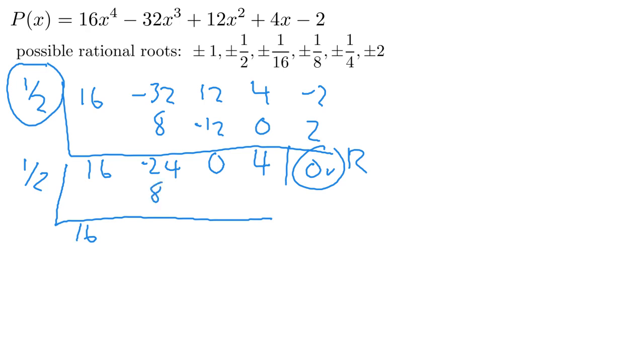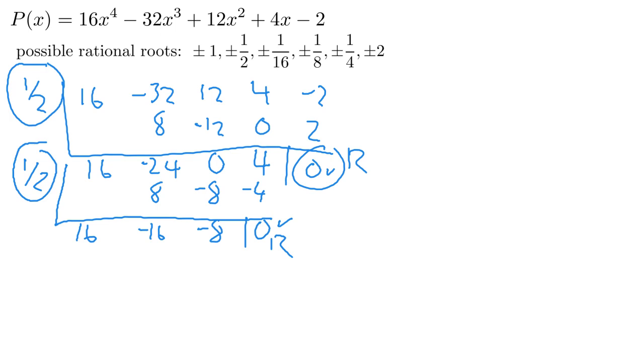-24 plus 8 is -16. Multiply. 1/2 times -16 is -8. Add it. 0 plus -8 is -8. Multiply. 1/2 times -8 is -4. And add it. 4 plus -4 is 0. So we found another one. Okay, we got another root.